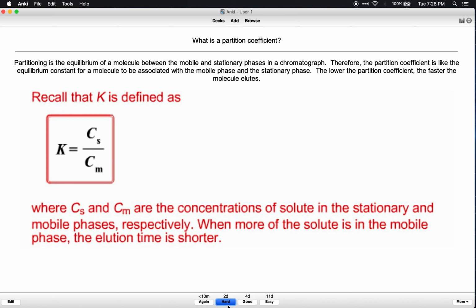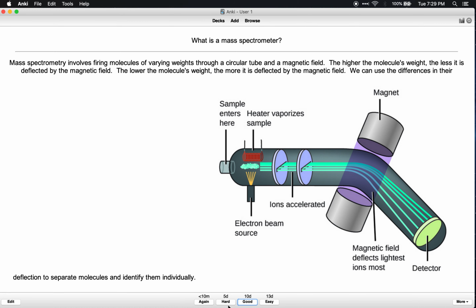Okay. Mass spectrometer. You basically deflect a compound through electric fields, and the heavier the molecule or compound, the less it gets deflected, and the lighter the molecule, the more it gets deflected. And you're able to identify a compound based on that, by its mass.